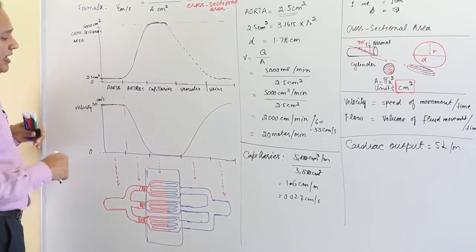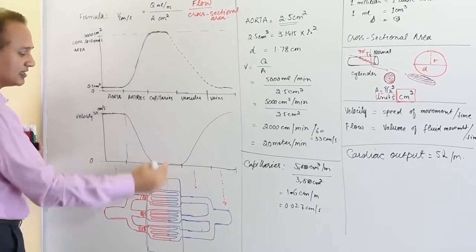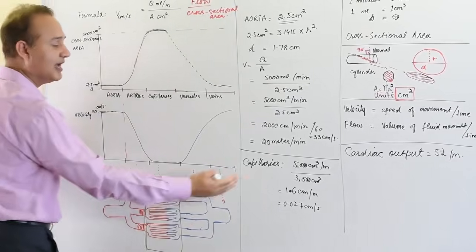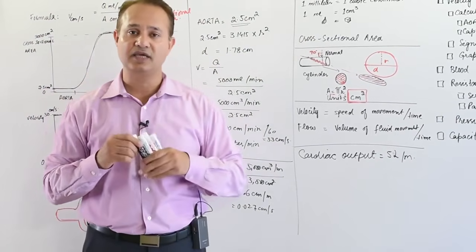So that is what we have. This is the velocity chart, this is the cross-sectional area chart, and this is the mapping to the blood vessels, and this is the way to calculate it. I hope you understand this. This is an important thing and it can be in your test.